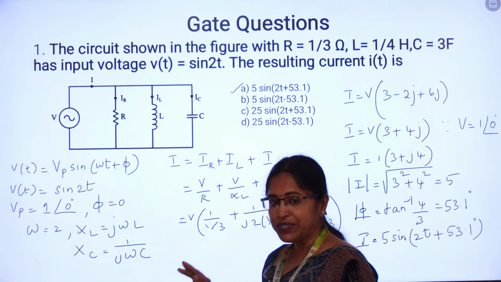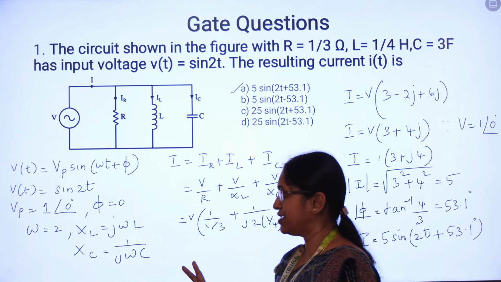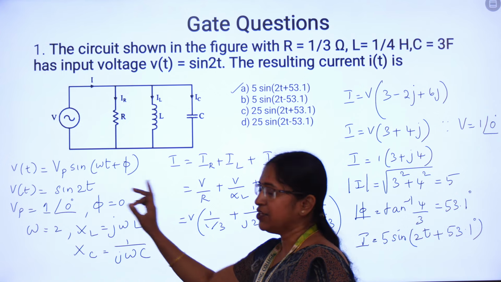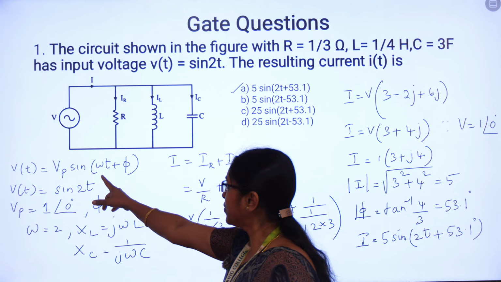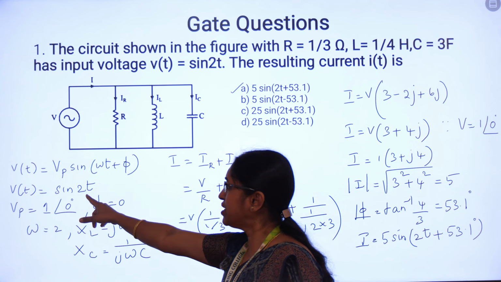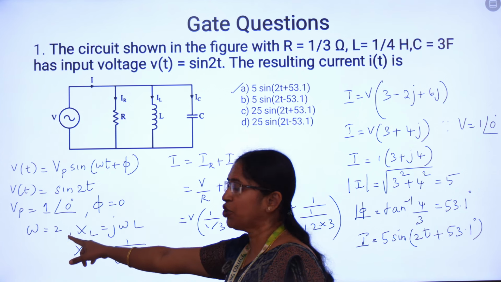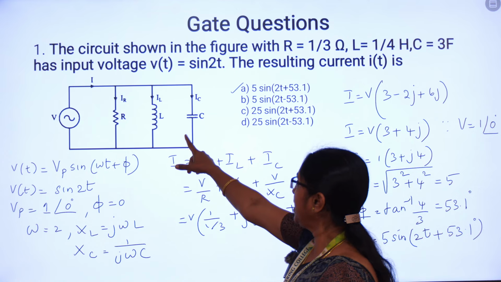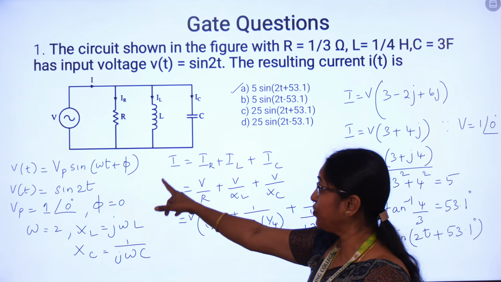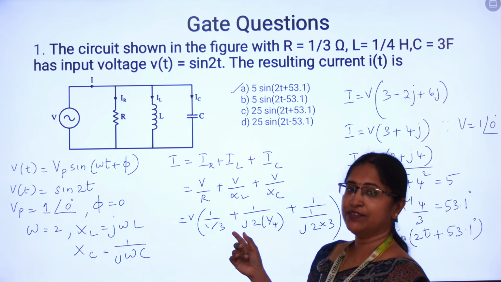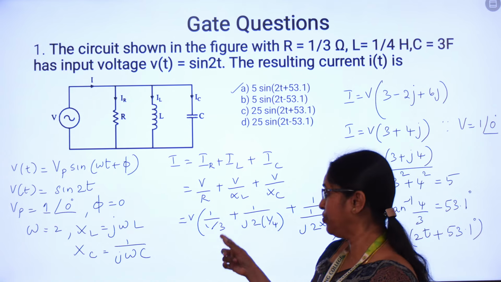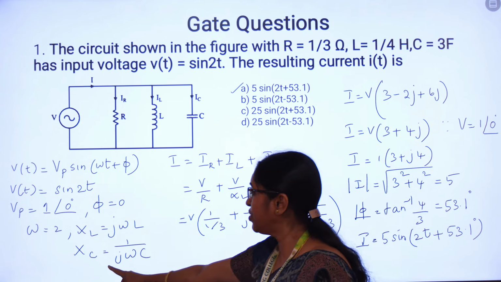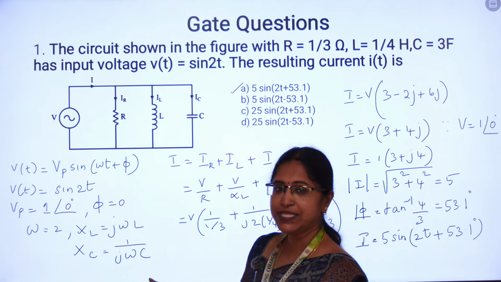Therefore, in your frequency domain or your phasor representation, your input voltage is given by Vp is equal to 1 angle 0. And in this, you can say this is omega t. So sine 2t means 2 is nothing but your omega value. Now, we are given L and C components are also connected in parallel. So we need to calculate XL and XC. Only then you can convert that into ohms. So XL formula is J into omega into L. And XC formula is 1 by J into omega into C.